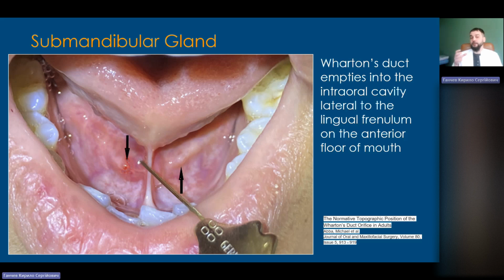Okay. I have to say that all those three big salivary glands have their own duct, and each of those ducts has a proper name of the first doctor or scientist who discovered it. So if we talk about the submandibular gland, that duct is called the Wharton duct.